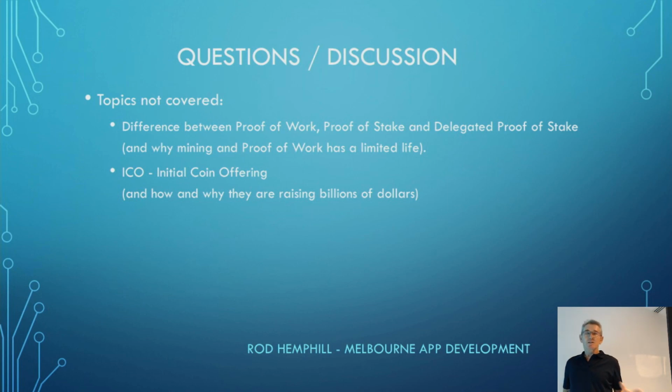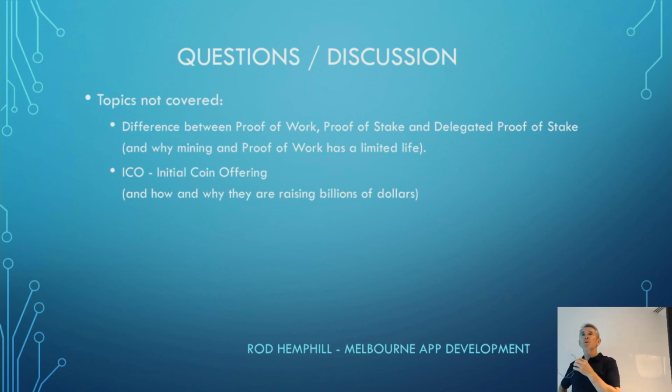So lots of stuff I've covered. There's lots of other topics you can talk about. So this consensus model, proof of work, proof of stake, delegated proof of stake, is something I've mentioned. But there's another one, initial coin offering.